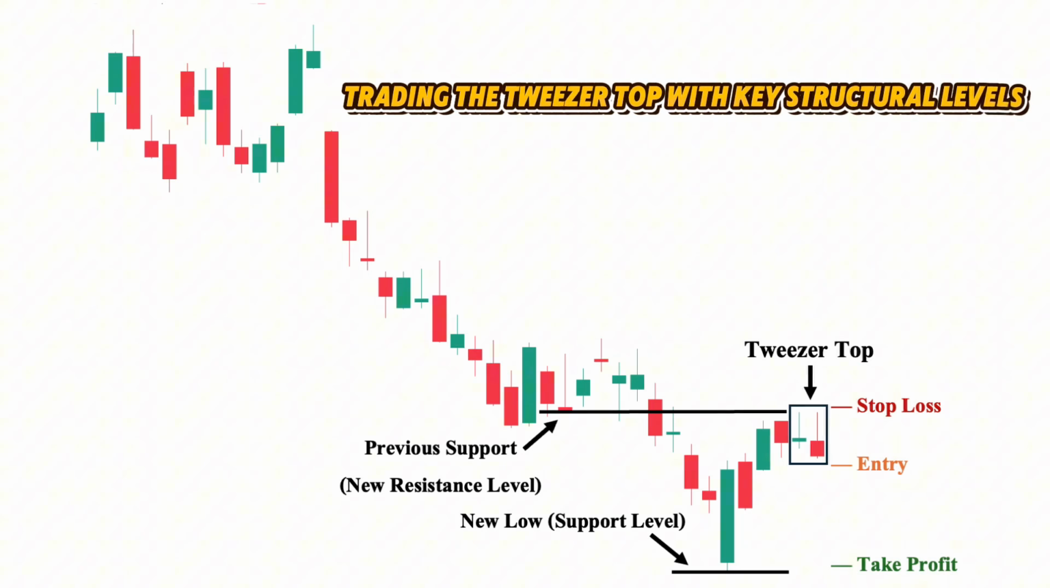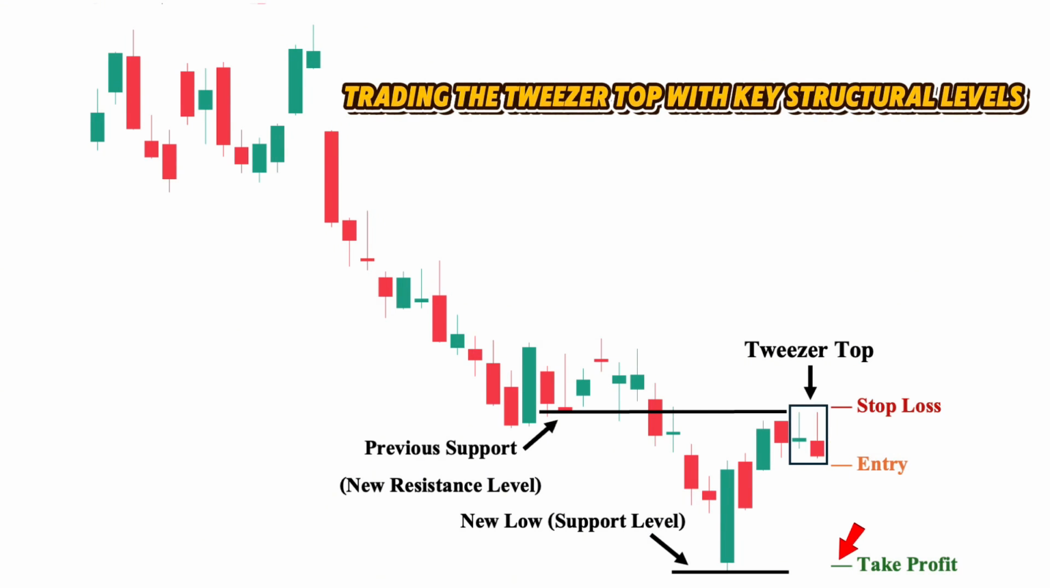This gives us the confirmation that, unless the price closes above this level, the Tweezer top pattern may indeed signal the end of the bullish move. You can set the entry point a few ticks below the second candle's low. Set your stop loss a few ticks above both the second candle's high and the nearest resistance level. In this case, the downtrend's previous support, now serving as the new resistance level.